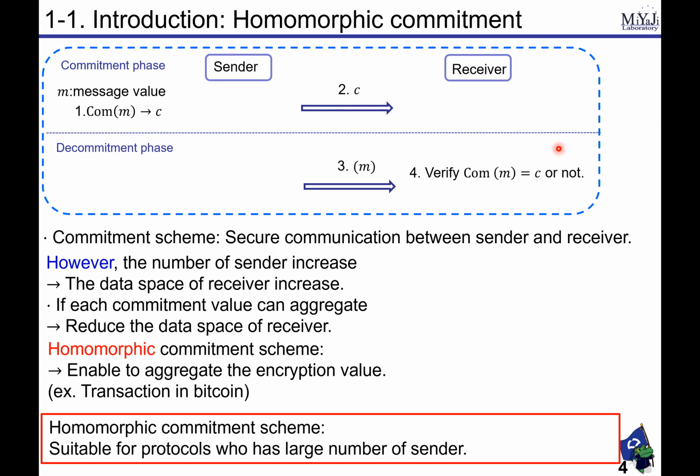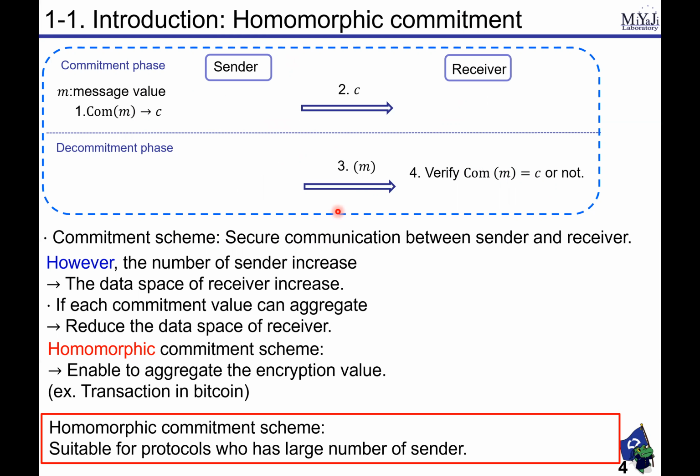In the decommitment phase, the sender sends the message value and the key of the commitment value. So here, they send M, and the receiver verifies whether Com(M) is equal to C or not. These steps are called the decommitment phase, and the commitment phase and decommitment phase together are called a commitment scheme. In a commitment scheme, we have to prove that the sender is secure and the receiver is secure, which is called the hiding and binding property. So a commitment scheme is a secure communication between sender and receiver.